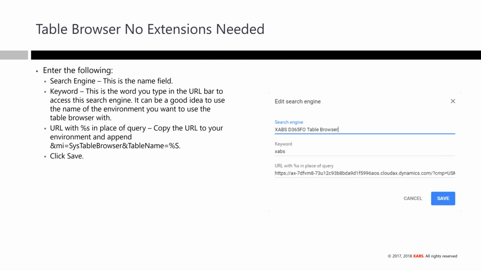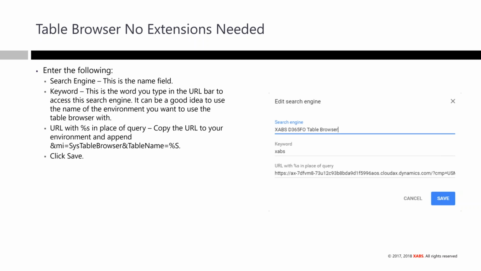The keyword is what you will type in the URL bar when you want to use this as a search engine. That's the reason why I put SABS D365FO table browser. If I type that, it will find this and use this as my search engine in the URL in Google Chrome. And then the URL: you copy the URL of your environment or instance, and at the end, the MI is sys table browser and table name equals %s. That %s is a variable that will be replaced when you use it.